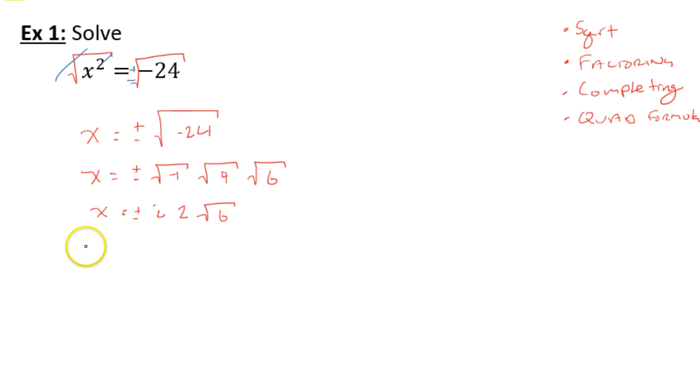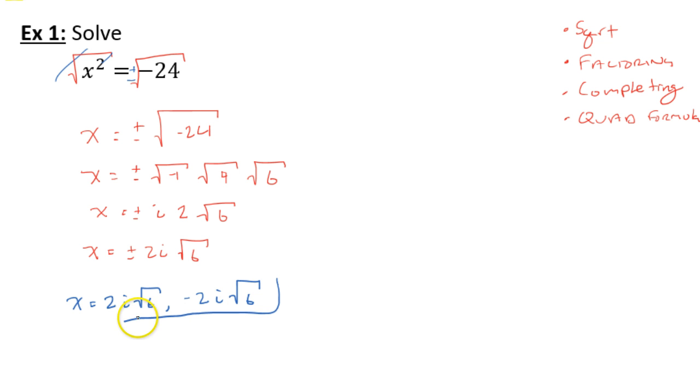If we were to write this in standard form, and we'll define that in a second, plus or minus 2i times the square root of 6 would be our solution. We obtain 2 solutions. Solution number 1 is a positive 2i root 6, and solution number 2 is negative 2i root 6. Those would be our 2 roots. And again, those roots are imaginary solutions.